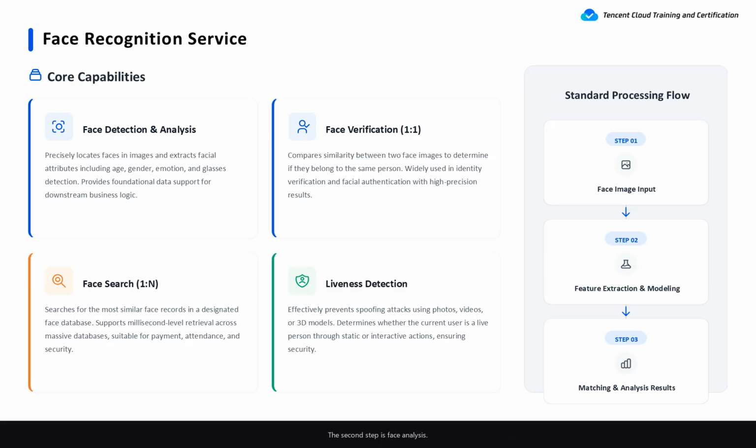The second step is face analysis. The captured image is sent to a recognition service, which performs face detection, feature extraction, and liveness detection. It then compares the extracted features with stored face data and returns a similarity score and result. The final step is business decision-making, where the application determines whether to grant access, complete authentication, or trigger further verification. This workflow is widely used in banking, access control, attendance systems, and hospitality services.